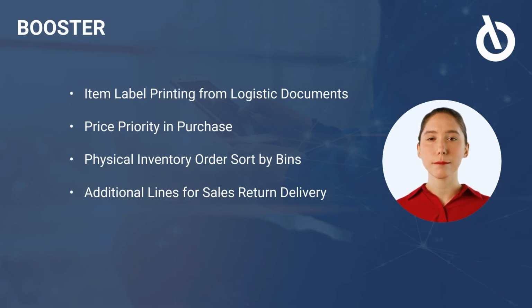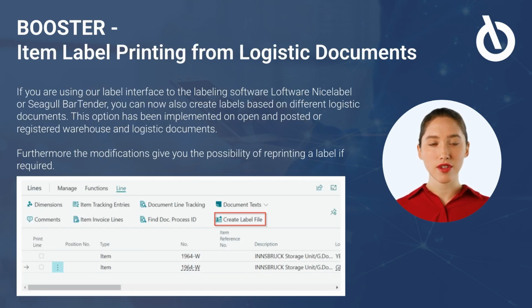Let's go on with some Booster app features worth looking at. If you are using our label interface to the labeling software, Loftware Nice Label or Seagull Bartender, you can now also create labels based on different logistic documents. This option has been implemented on open and posted or registered warehouse and logistic documents. Furthermore, the modifications give you the possibility of reprinting a label if required.